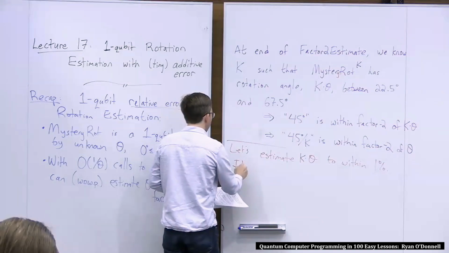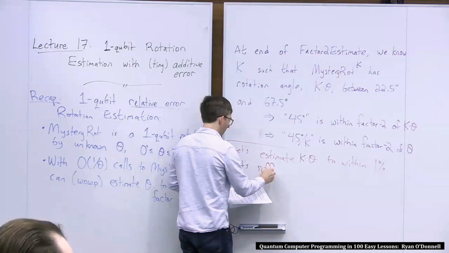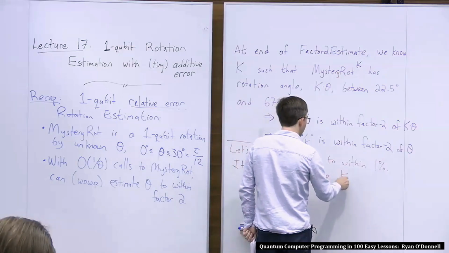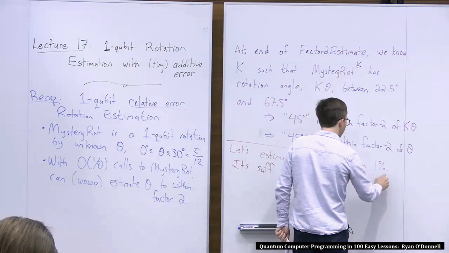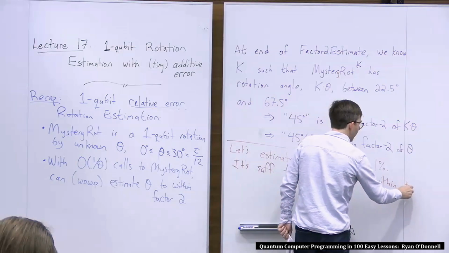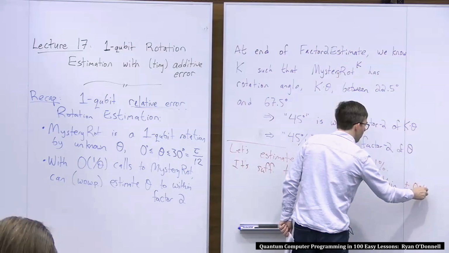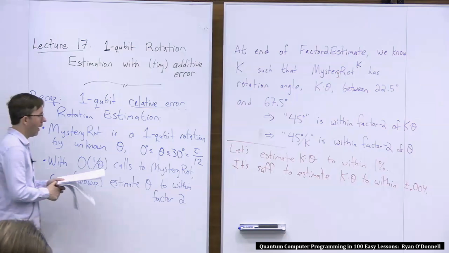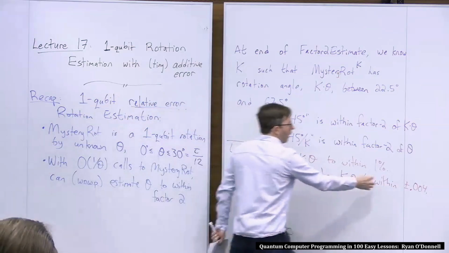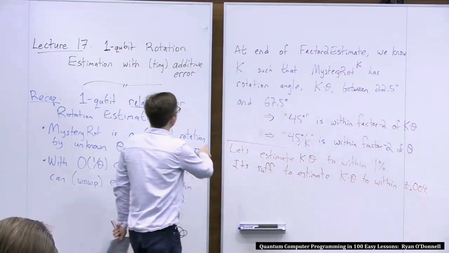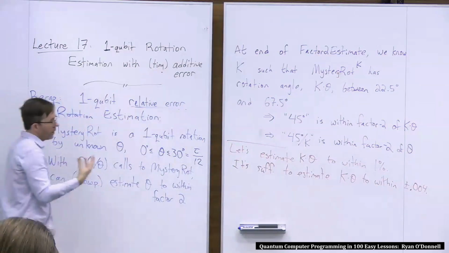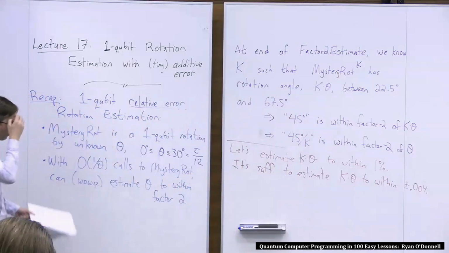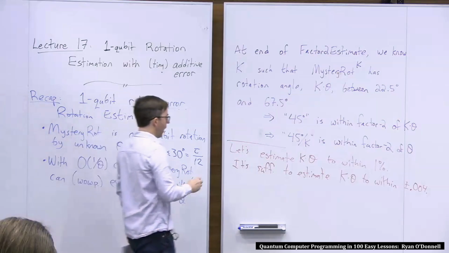So I claim that it's sufficient to estimate k times theta to within, I'm going to write a pretty specific looking number, but don't stress too much about it, plus or minus 0.004 radians. And this is what I call an additive error, an absolute error. That's in the title here. It's not relative to the value of the thing you're trying to estimate. It's just literally plus or minus some number, 0.004. Okay, so why is this enough?